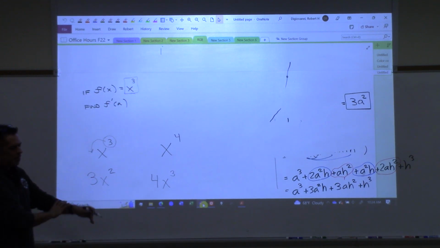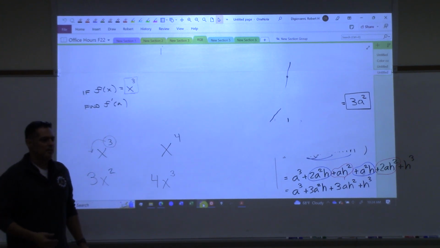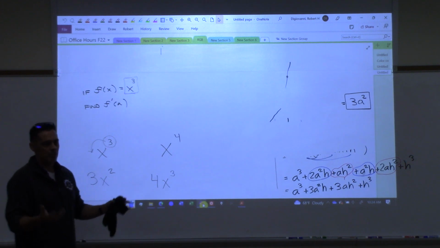And then there's other formulas for what if it's not x to a power, what if it's something like sine x, or e to the x, or natural log of x, right? Then what's the formula for that?